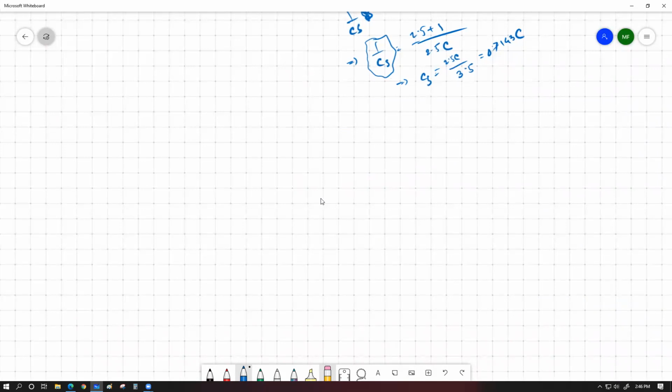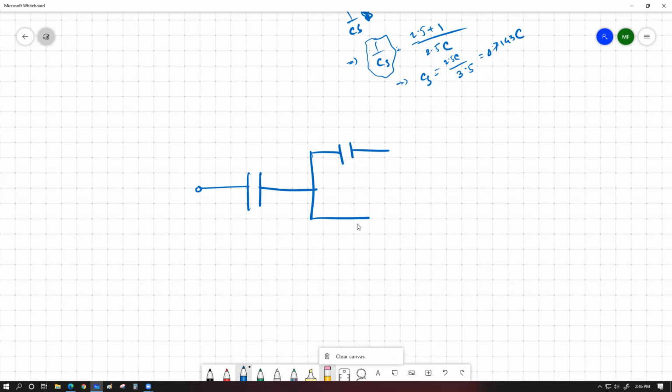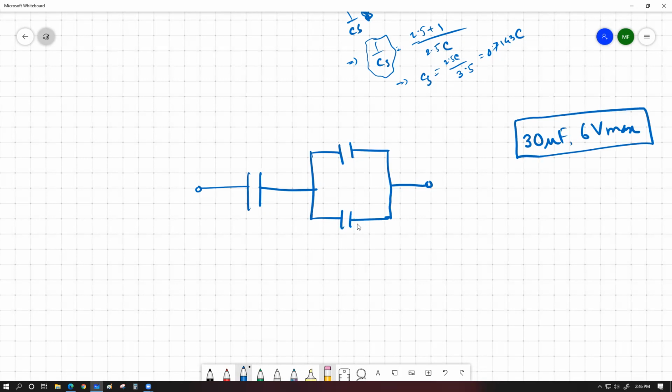Let's say we have a very simple capacitor circuit that looks like this. Let's say we have a capacitor combination that looks like this. The question tells us each of these capacitors is labeled 30 microfarad, 6-volt max. Capacitors are usually labeled by these two variables.